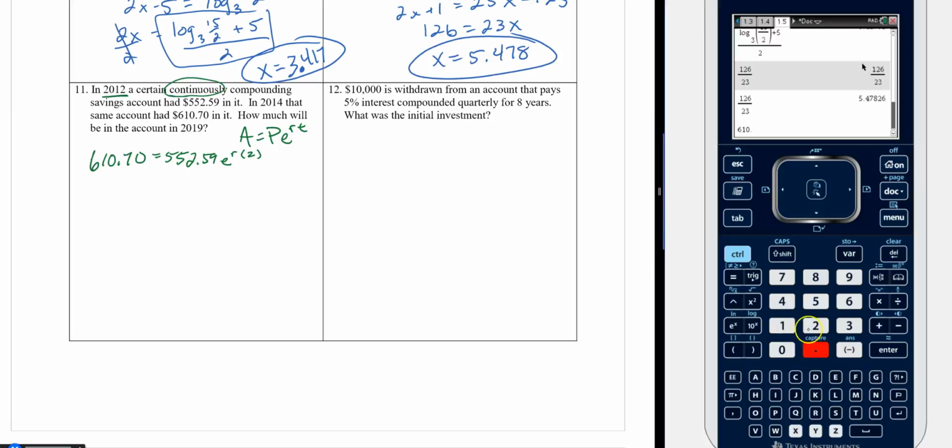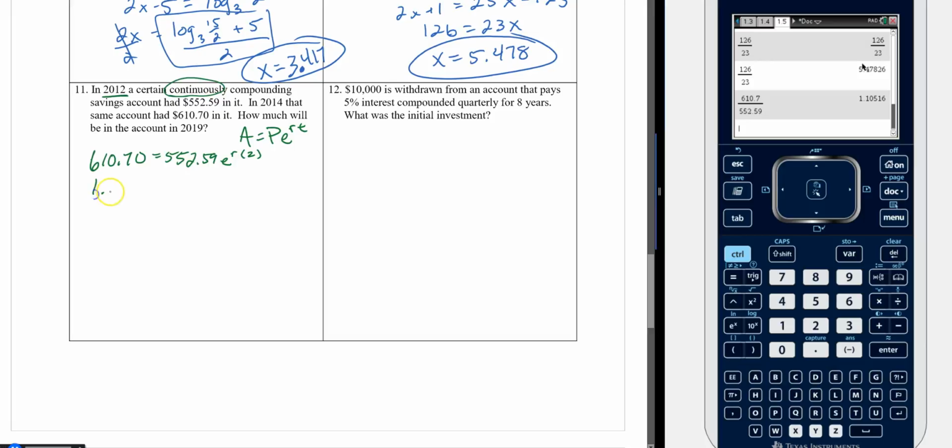So 610.70 divided by 552.59 gives me 1.10516, and that's equal to e to the 2r. I'm going to take the natural log of both sides. So the natural log of 1.10516 is equal to 2r, and I'm going to divide by 2 to figure out what my r is.